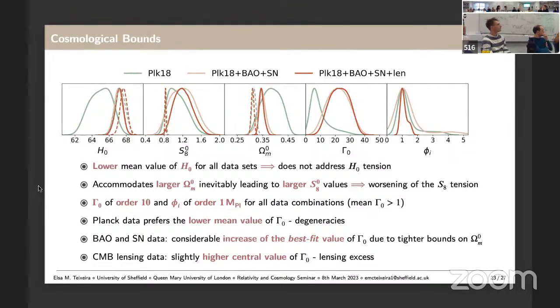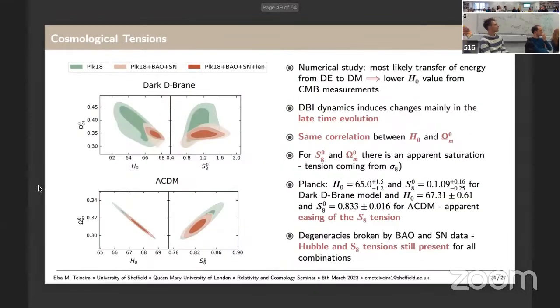But the nice thing is that we find that this initial condition is constrained to be consistently of the order one Planck mass, and this parameter is also consistently around order 10, having smaller values just with Planck, and then broader possibilities with the rest of the data, because then we have a degeneracy between changing the value of the coupling or changing the value of omega matter and H naught in the power spectrum. Maybe I'll just skip this for sake of time.